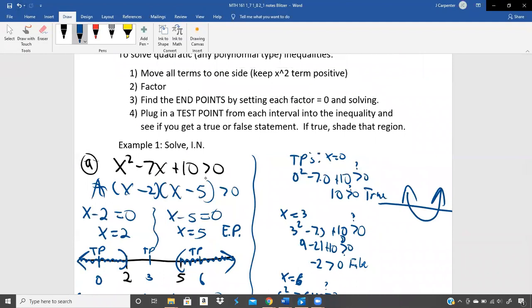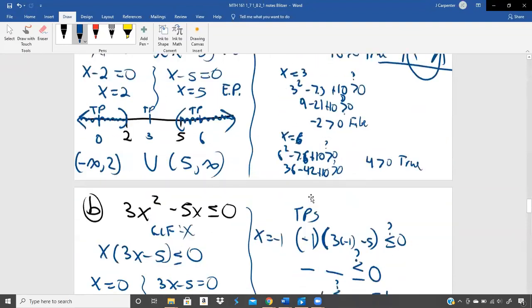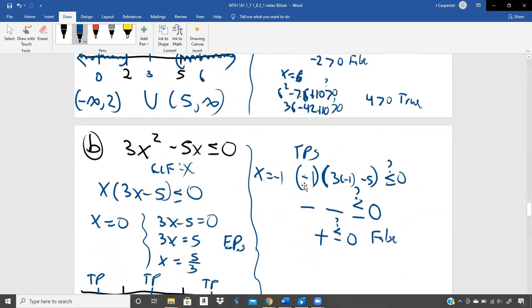I could have plugged in the 0 here, 0 minus 2 is going to be negative. 0 minus 5 is negative. A negative times a negative is a positive. Positives are positive, so it would be true, and you'd still shade it. When you plug in the 3, 3 minus 2 is 1, which is positive. 3 minus 5 is negative 2, which is negative. Positive times a negative is a negative, which is not bigger than 0, so you would not shade that middle region. It just saves you some arithmetic work.